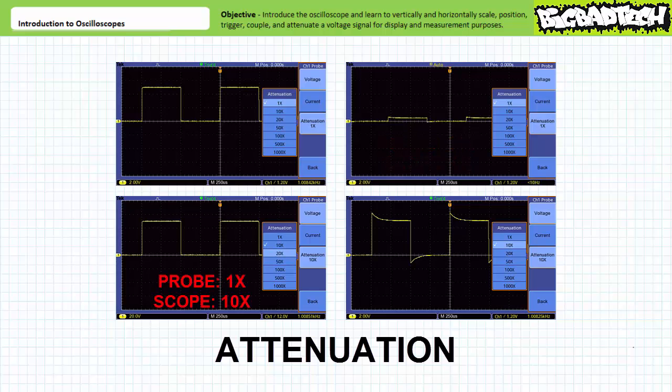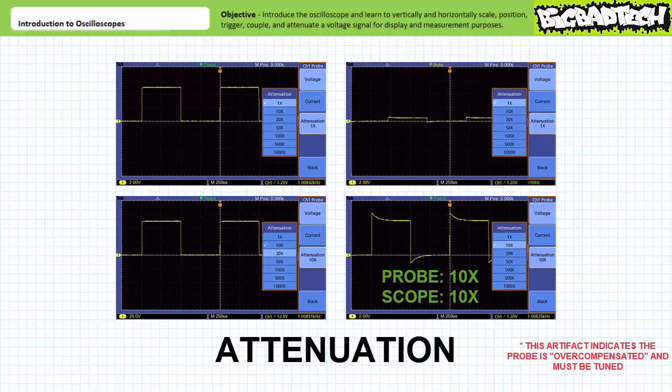The third plot is when the probe is set up for 1x attenuation and the oscilloscope is expecting 10x attenuated input. The magnitude is 10 times of what we'd expect. Finally, the fourth plot is when the probe is set up for 10x attenuation and the oscilloscope is expecting 10x attenuated input. Given there's an established conversion factor, everything is as it should be.